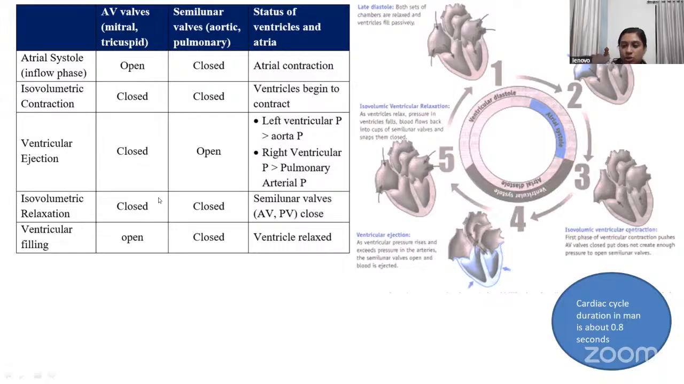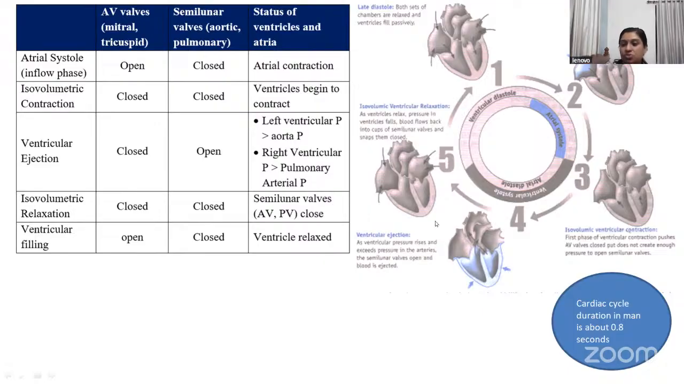Next is isovolumetric relaxation. All the valves are closed, the semilunar valves and everything. Next is ventricular filling. In order to fill the ventricles, the AV valve should be open and the semilunar valve should be closed. Here, the ventricle is relaxed. This is the pictorial representation of the above said events.